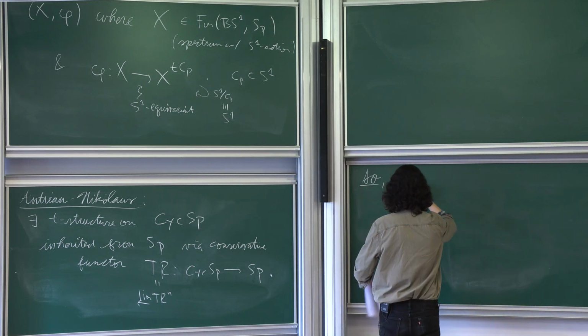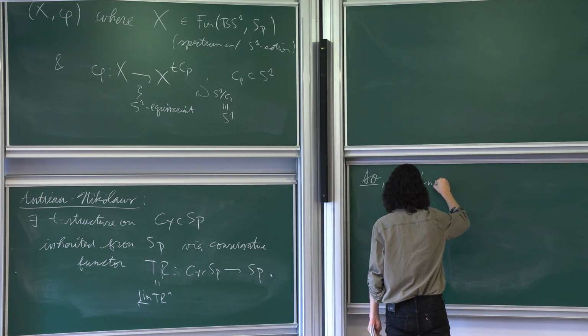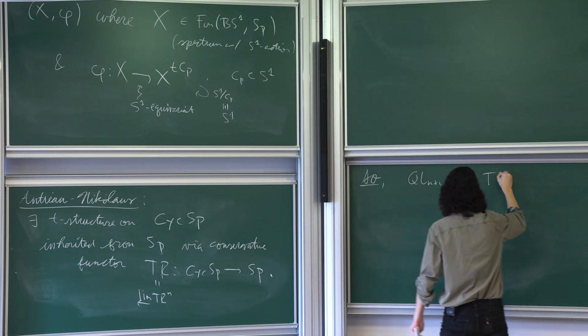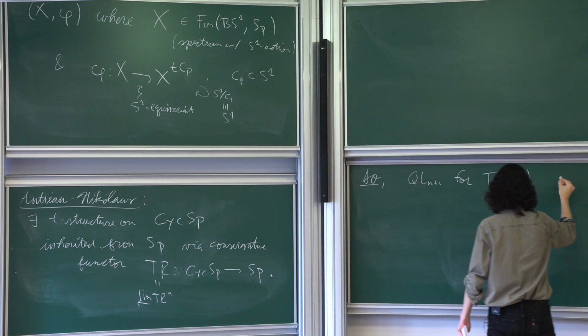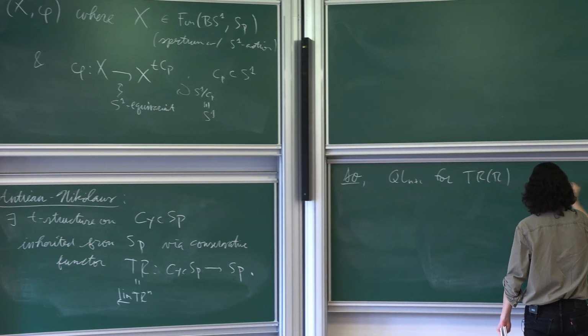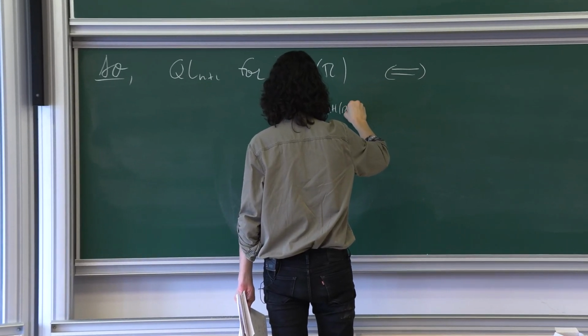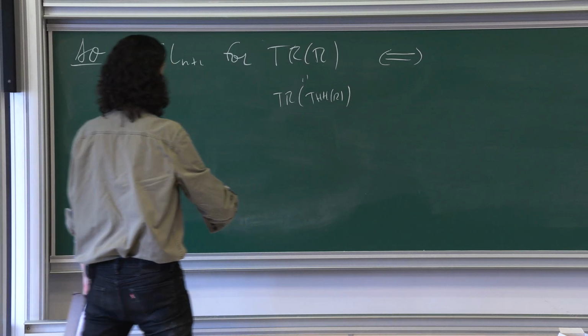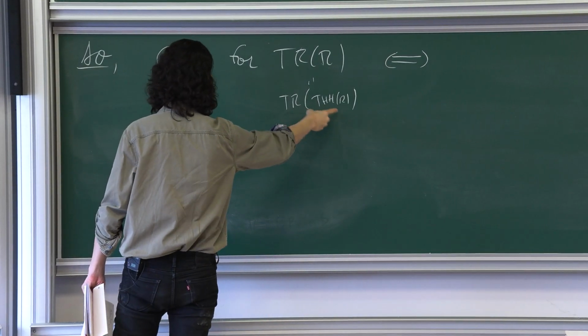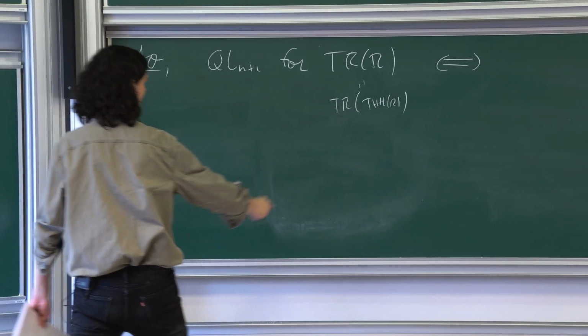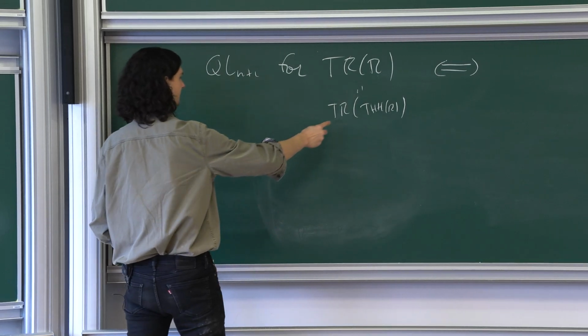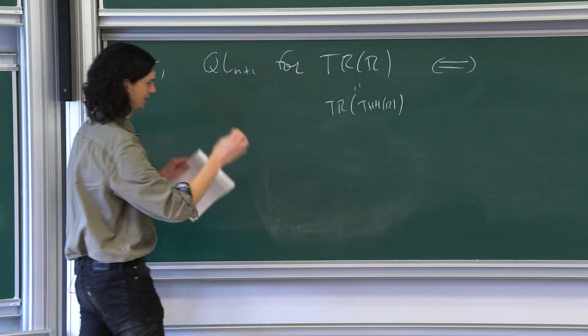So if you have QLn plus 1 for TR, this is the same thing as saying, which is sort of TR. There's unfortunate notation here. Sometimes you talk about TR of a cyclotomic spectrum, but then TR of a ring spectrum is TR of the cyclotomic spectrum given by THH.